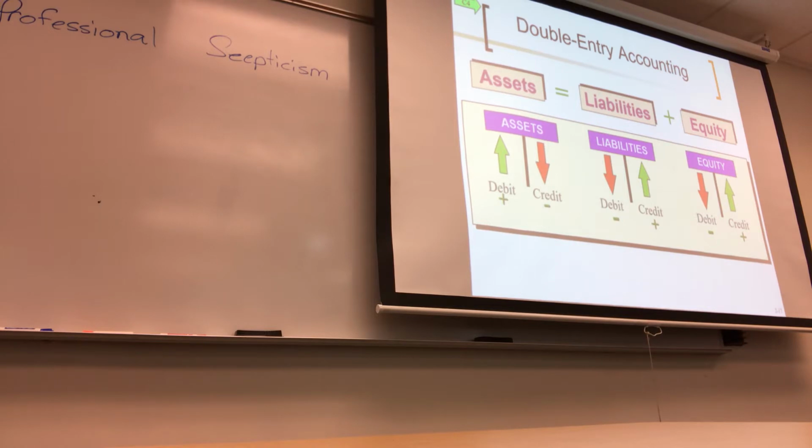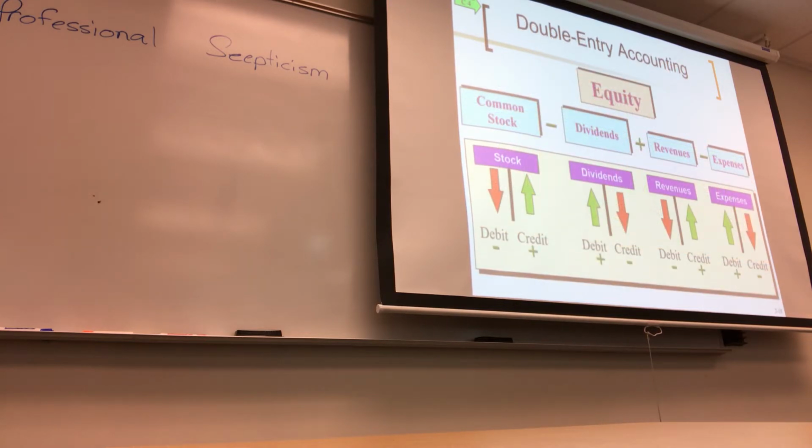Go ahead, Alex. If you increase the debit of common stock, that will be increasing the debit. Wait, we're going to do common stock this time. Okay. So let's get to that question. If we debit common stock, we're reflecting a decrease in common stock. If we credit common stock, we're reflecting an increase in common stock.